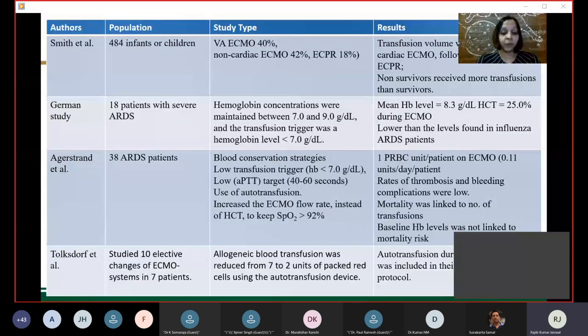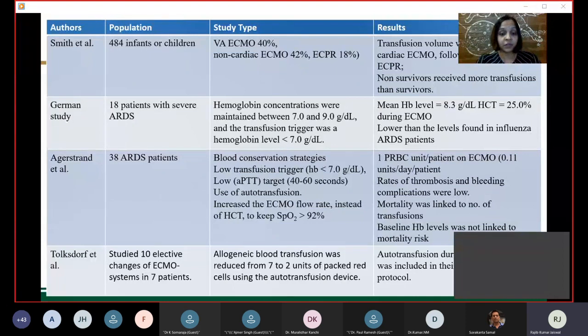Schmidt et al. reported that among 484 infants or children, of which 40% were cardiac, 42% non-cardiac, while 18% were ECPR, the transfusion volume was the largest among patients undergoing cardiac ECMO, followed by those with ECPR. And non-survivors received more transfusions than survivors. Also, in a study by Omar et al., the transfusion volume was higher in non-survivors compared to survivors.